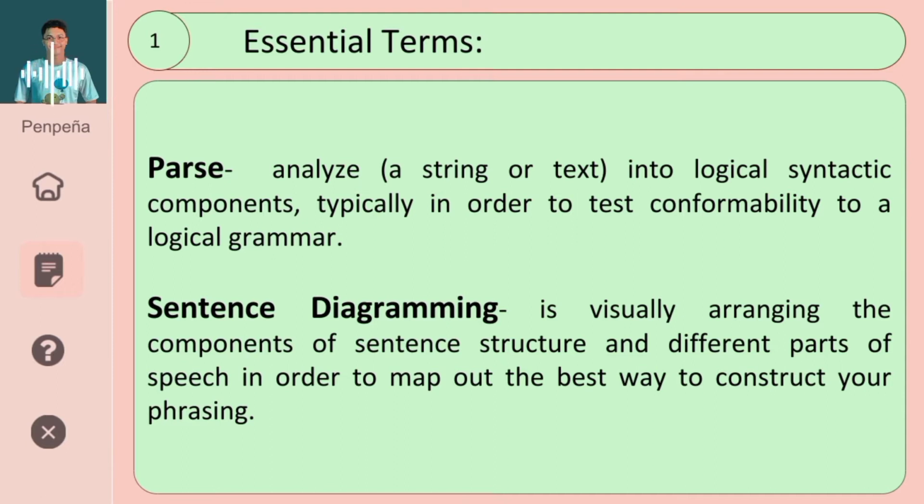Number 1. Parse. Analyze a string or text into logical syntactic components, typically in order to test conformability to a logical grammar. The term parse or parsing comes from the Latin word pars, meaning part. The term has slightly different meanings in different branches of linguistics and computer science. In contemporary linguistics, parsing usually refers to the computer-aided syntactic analysis of language. The term is also used in psycholinguistics when describing language comprehension.